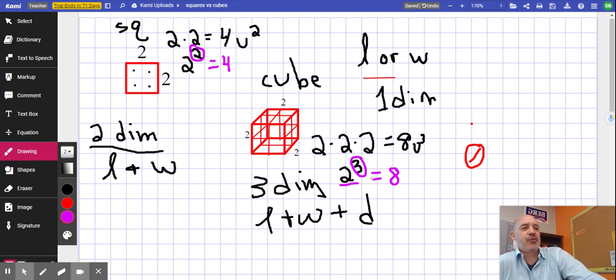So that concept is super important, this idea of exponent. We'll be studying that more in the future, but this was a quick little lesson on simply squares and cubes, two dimensions, three dimensions, and how they match up with this word exponent.